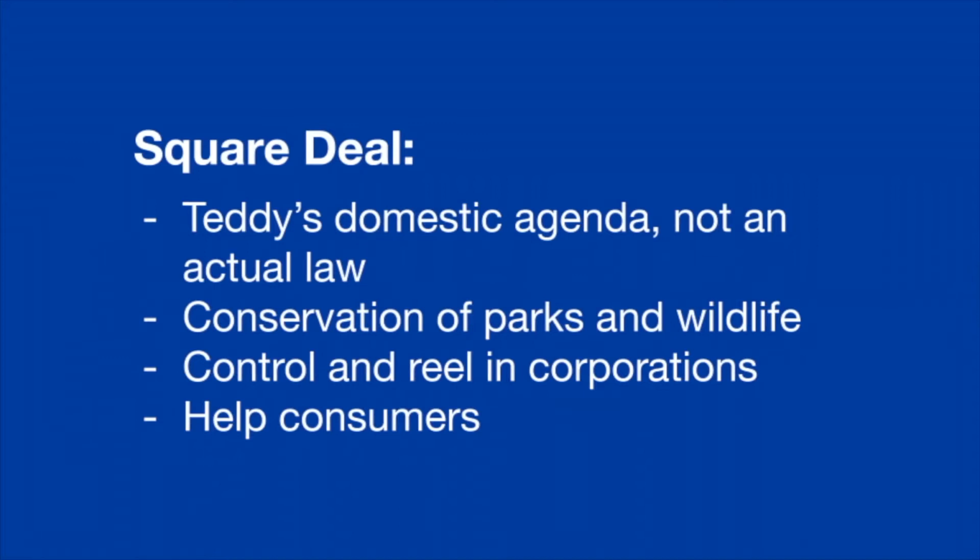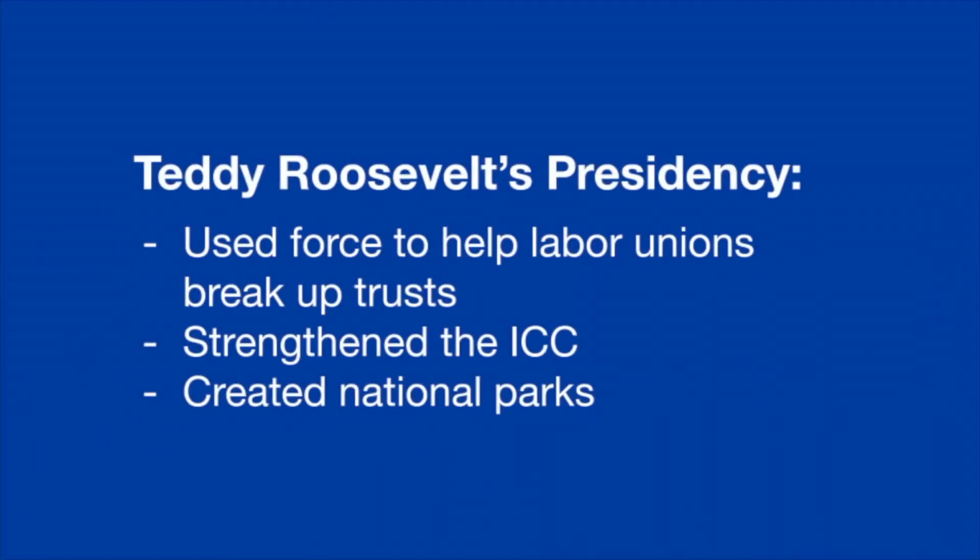Teddy Roosevelt was big on presidential power to accomplish his square deal. Just a disclaimer, there are going to be a couple of deals in this unit. So the square deal was Teddy's domestic agenda, which basically centered around the conservation of parks and wildlife, controlling corporations, and helping consumers. He envisioned a balance between labor and corporations, which is why he was known for using force to help labor unions and break up trusts.